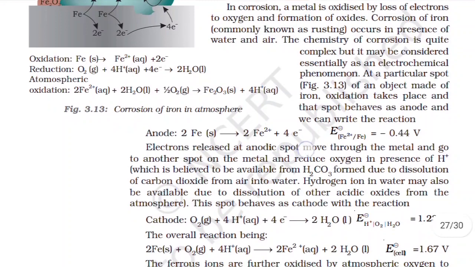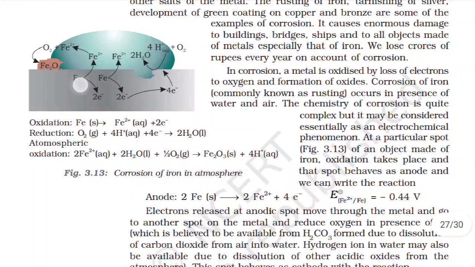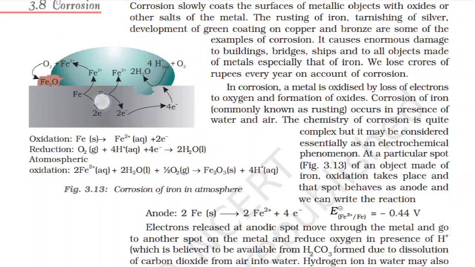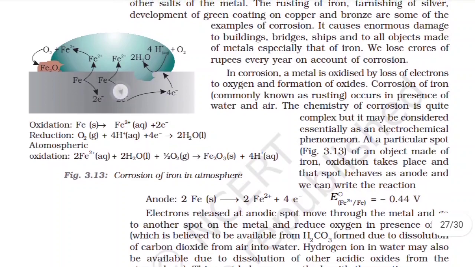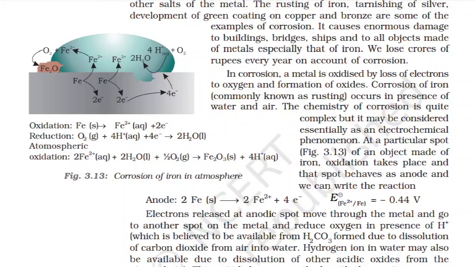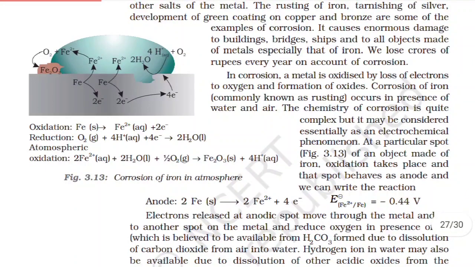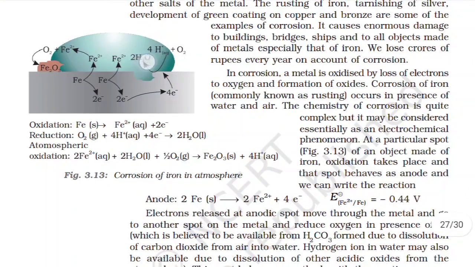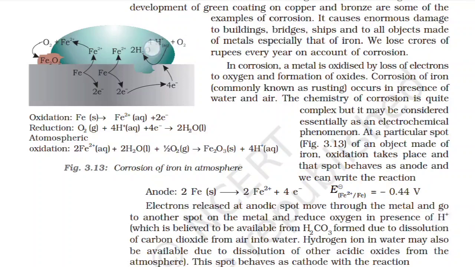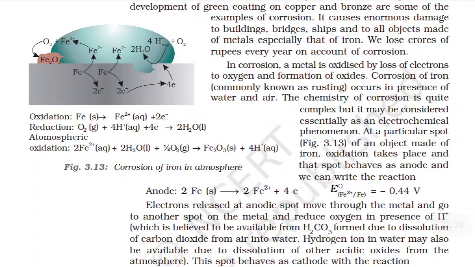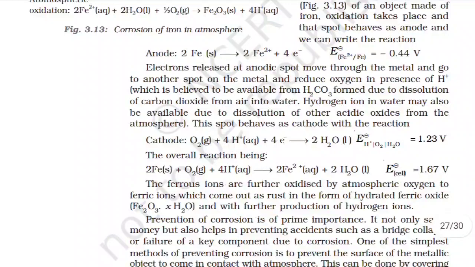Whatever electrons are released: Fe releases 2 electrons, and the second Fe also releases 2 electrons, so totally 4 electrons come. The electrons released by the two metal atoms are gained by atmospheric oxygen and atmospheric water. The atmospheric 2H2O gains these 4 electrons and releases 4H plus and O2. This is important and it can be shown here also.